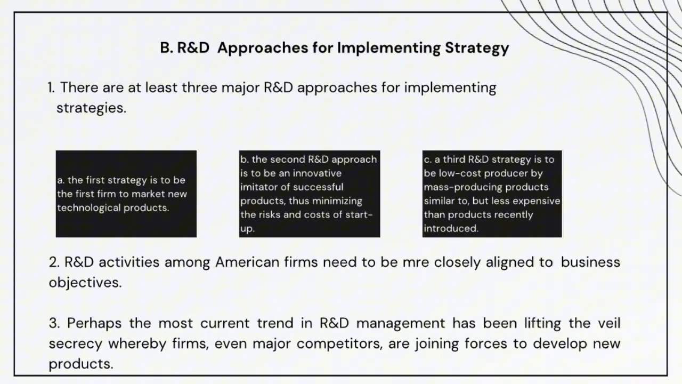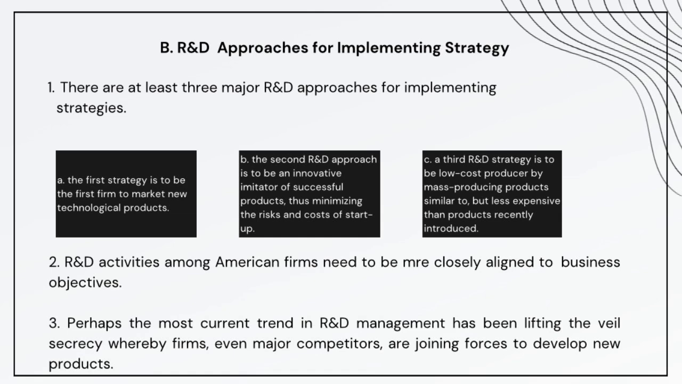Second is being an imitative innovator. Instead of creating something entirely new, improve or adopt successful products from competitors. This approach minimizes cost and risk while still allowing businesses to compete effectively. And third is being a low-cost producer, focused on producing similar products but at a lower cost, making them more affordable for customers. This approach emphasizes efficiency and affordability over uniqueness.